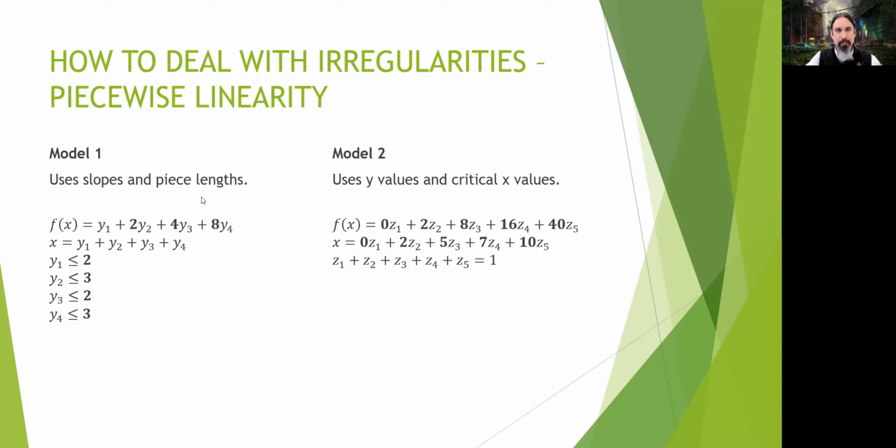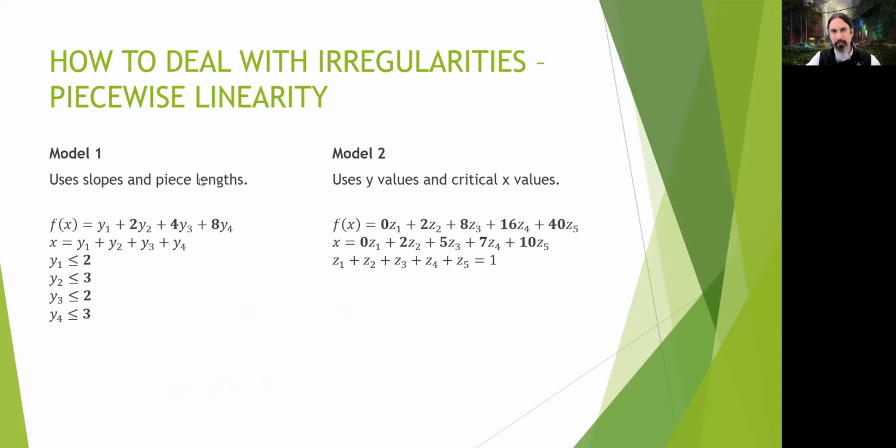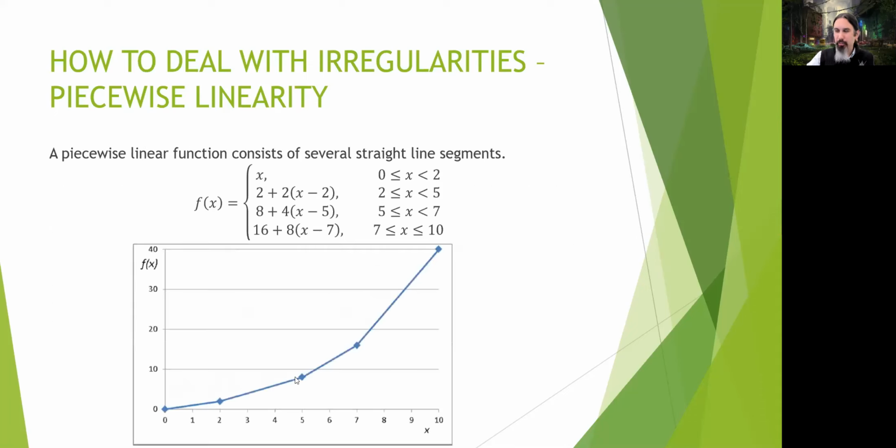We have two different modeling tricks, let's say, we use for modeling this one. In the first one, we use the slopes and the breakpoints. In the second one, we use the y values and critical x values, but they don't change. They always give us the same thing. For example, using slopes and breakpoints, we are actually trying to minimize this f(x). We have some constraints. We don't know about them. We don't need them right now, but we are trying to minimize something over here.